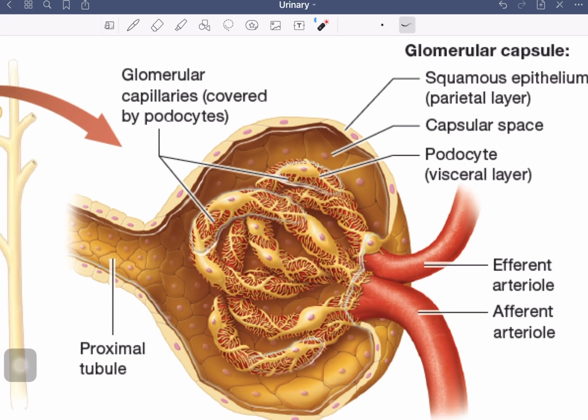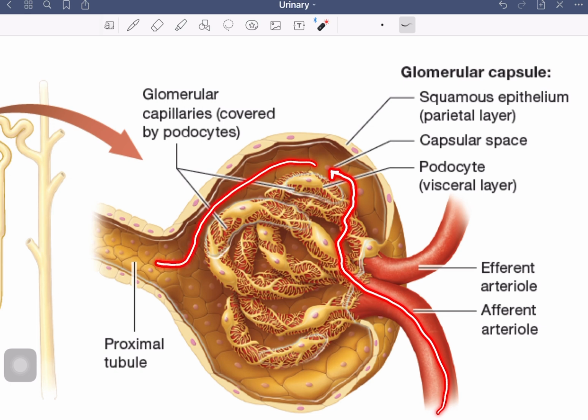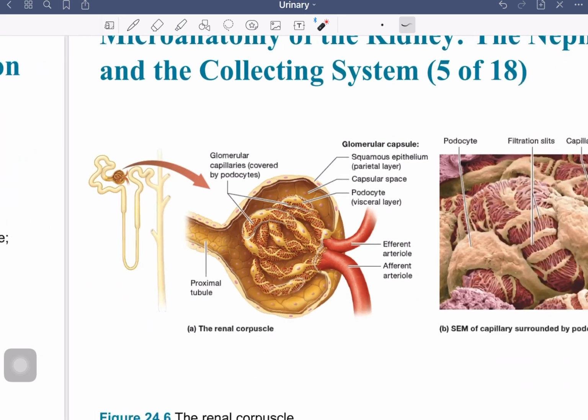Now the space between the parietal layer and the visceral layer is the capsular space. So anything that enters this capillary bed and has the ability to filter out of the capillaries through these fenestrated capillaries enters the capsular space. And that material will then enter the proximal convoluted tubule and start to work its way through the nephron.